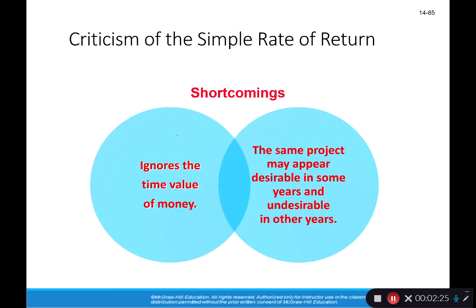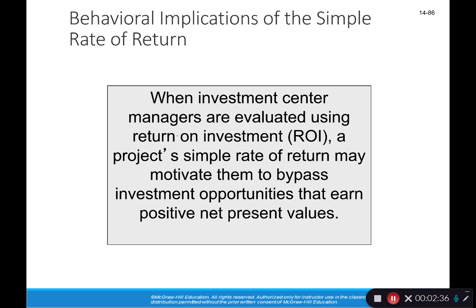So again, the shortcomings are that it ignores time value of money, and the same project may appear desirable in some years and undesirable in others because, of course, the operating income may fluctuate from year to year. When an investment center manager is evaluated using ROI, a project's simple rate of return may motivate them to bypass investment opportunities that earn positive net present values. So this is like the idea that if you're evaluated based on ROI, you may decide to reject investment opportunities that actually earn more than the minimum return.